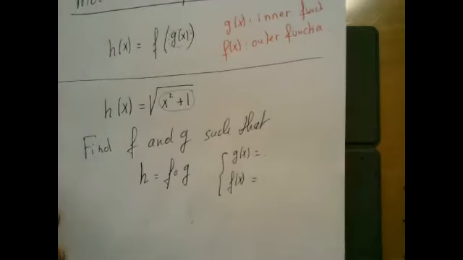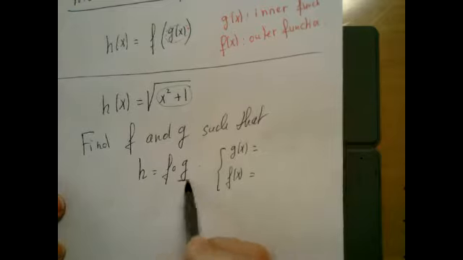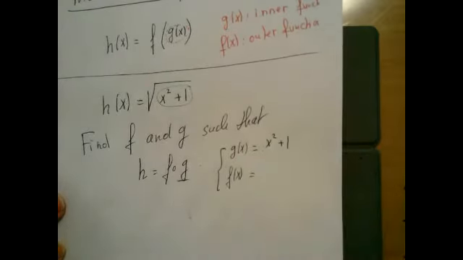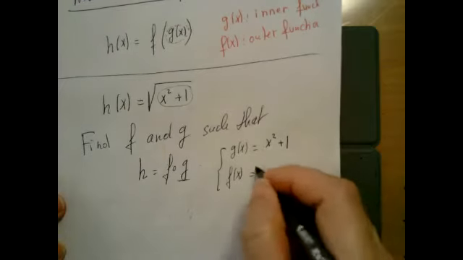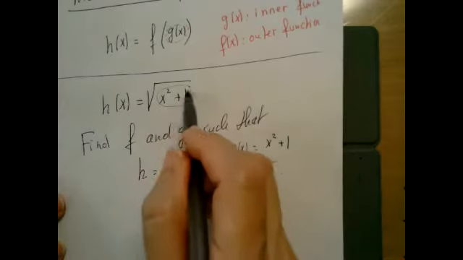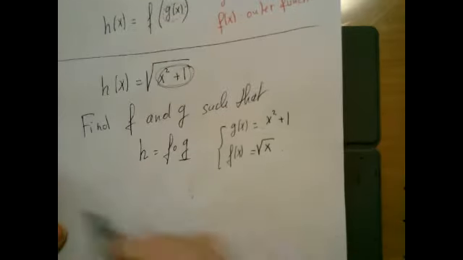The inner, which is g in my case, could be x squared plus 1. The outer could be the square root of x, and the outer is the square root. That's really what we do in our head. If I'm evaluating this, I first compute that, and then I take the square root. All right, now let us check.